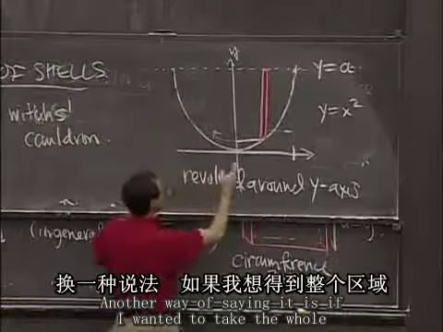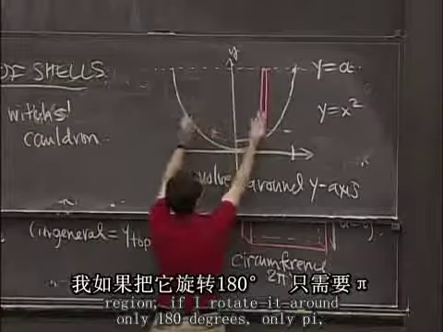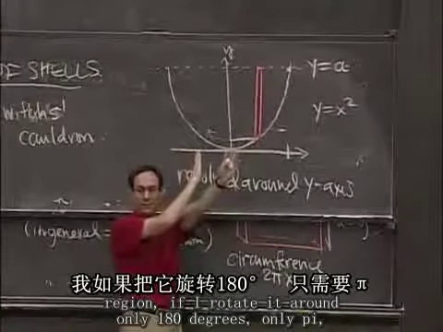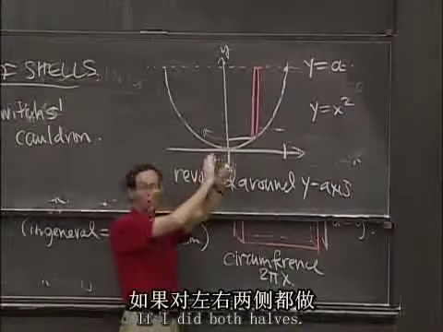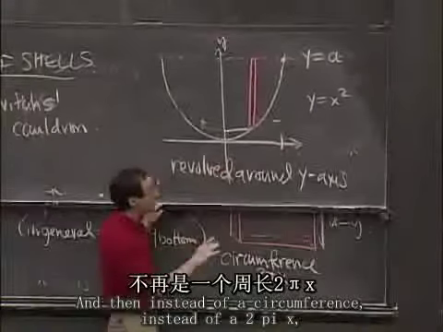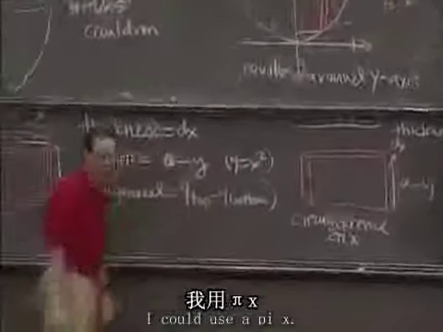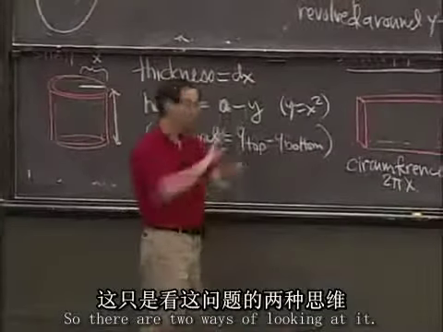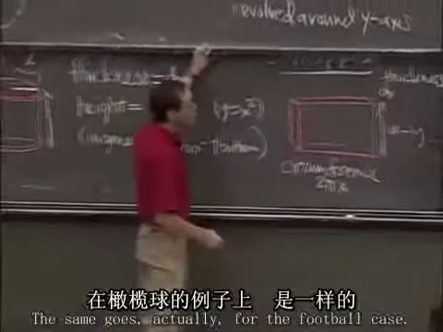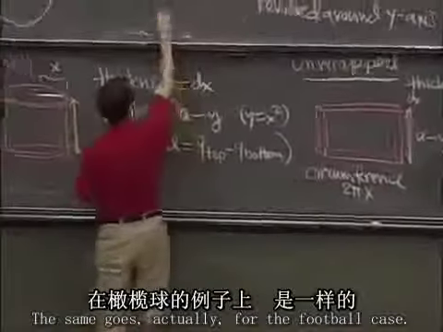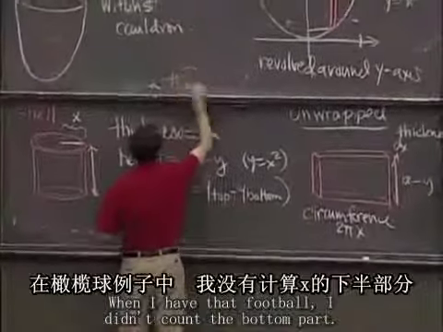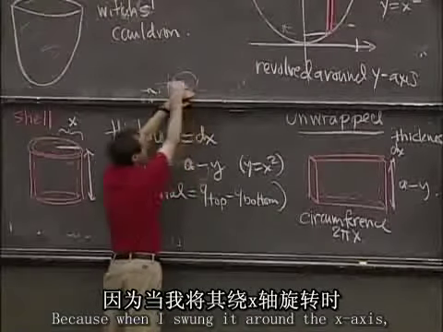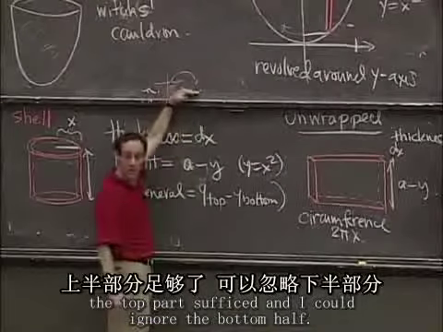Another way of saying it is if I wanted to take the whole region, if I rotated around only 180 degrees, only pi, that would fill up the whole region if I did both halves. And then instead of a circumference, instead of a 2 pi x, I could use a pi x, but then I would have double what I had. So there are two ways of looking at it. The same goes actually for the football case. When I have that football, I didn't count the bottom part because when I swung it around the x-axis, the top part sufficed, and I could ignore the bottom half.